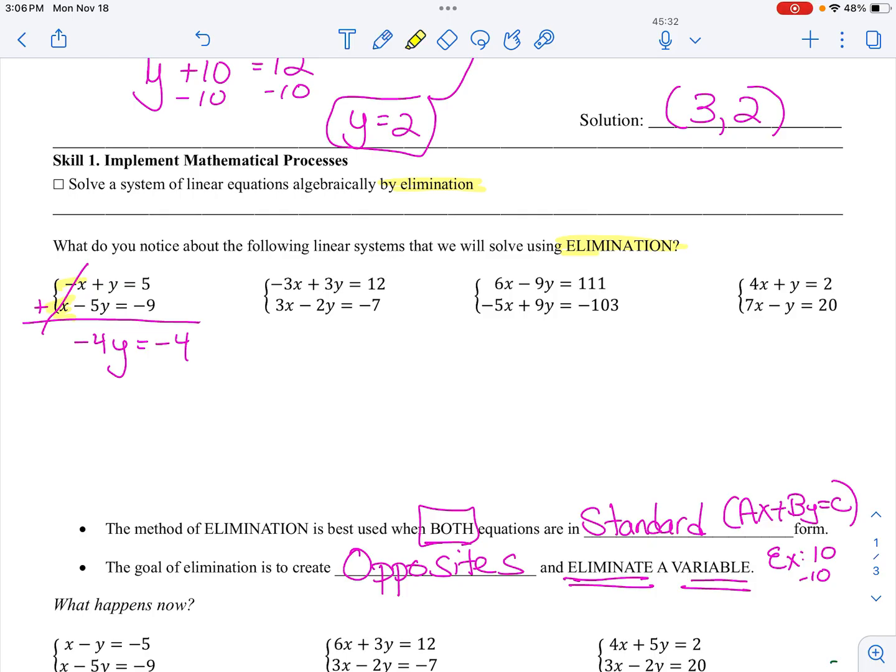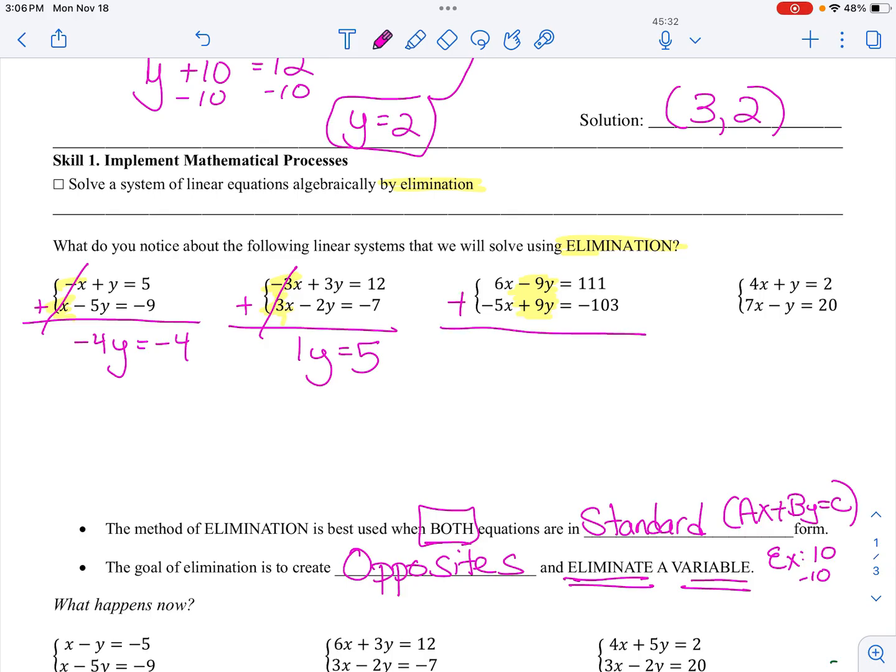Again, with this next problem, I notice that they're both in standard form, and I do notice that I have opposites. So again, I would add down, and when I do that, I only have one variable, and then I'm able to solve and go to work. Again, we will finish these problems in a little bit, but right now we're just practicing that. In this next one, they're both in standard form, but this time your opposites are in the y spot. Again, negative 9 plus 9 makes 0.